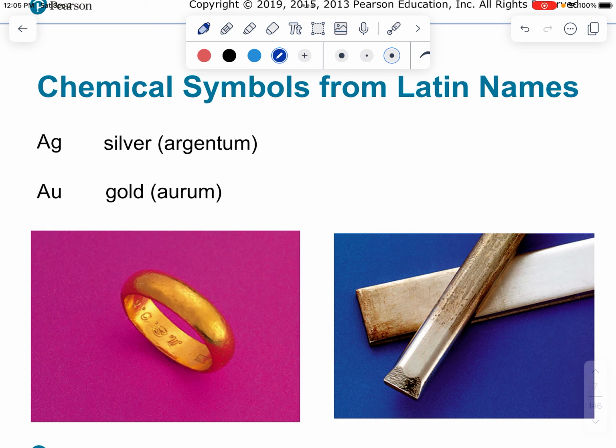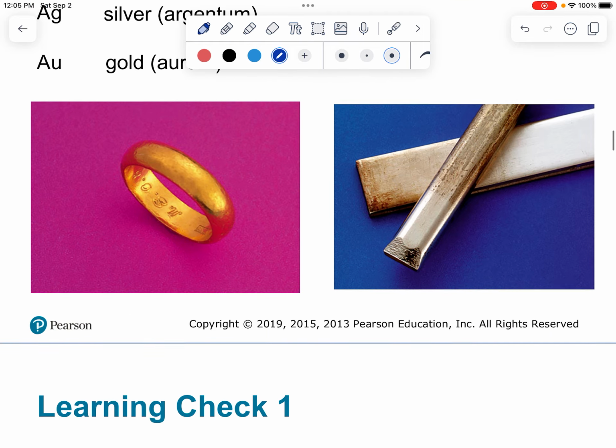So a lot of the symbols come from Latin names. Gold is Au and silver is Ag, from aurum and argentum.